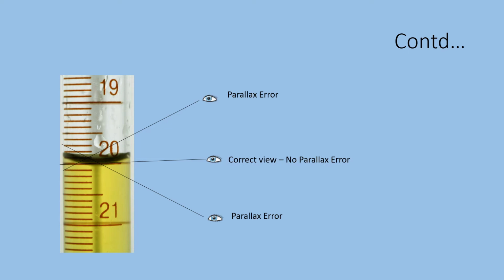You have to consider the lower meniscus, the lower touching line of the meniscus if it is a clear liquid, and if it is a dark liquid, you have to consider the top line of the meniscus. This point you have to note.